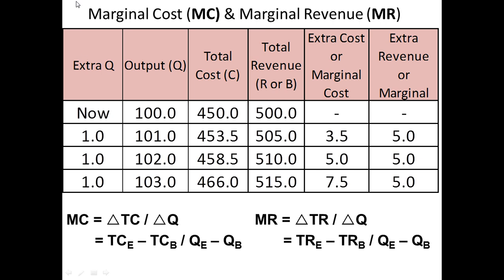Okay, so this is about the concept of marginal cost and marginal revenue. If you are not clear, you can review it again and again. Why at 101 do I get 3.5 for marginal cost and 5 for marginal revenue? Why at 102 is it 5 for marginal cost and 5 for marginal revenue? Why at 103 is marginal cost 7.5 but marginal revenue is only 5? So this slide gives you some idea of how to get these numbers.